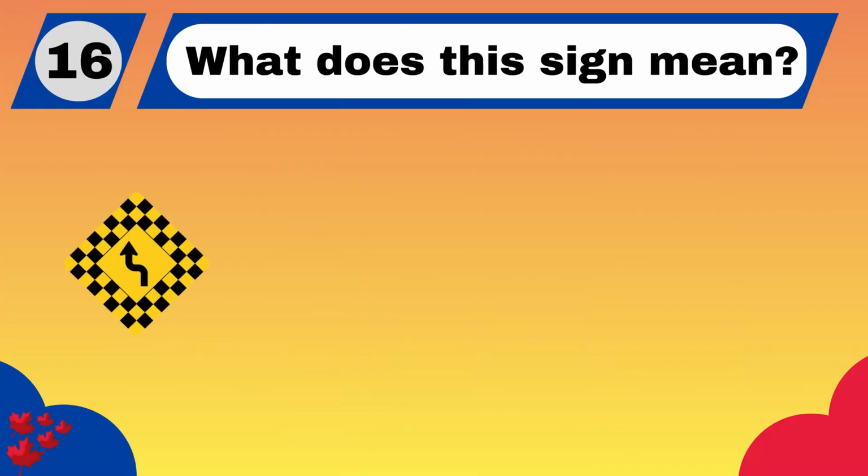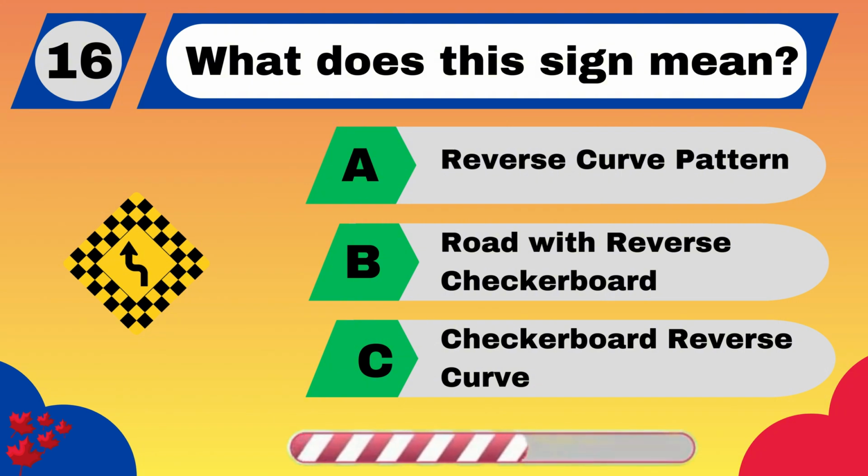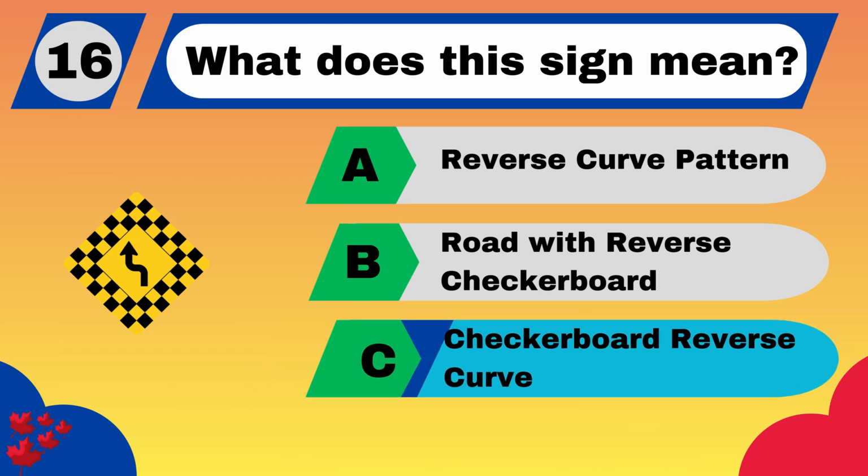Question 16. What does this road sign mean? A. Reverse curve pattern. B. Road with reverse checkerboard. C. Checkerboard reverse curve. Correct. C. This sign warns of a checkerboard reverse curve.